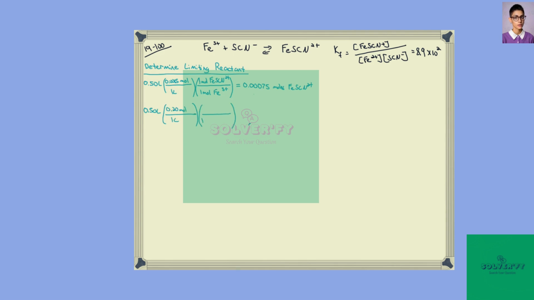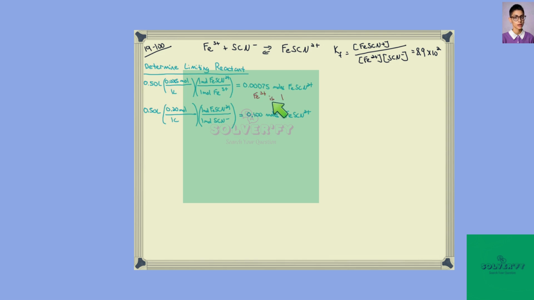We'll do the same thing with the amount of thiocyanate that we have. We have a 0.5 liter solution at a 0.2 molar concentration. The product of the volume and the molarity will give us the moles of thiocyanate that we have. The moles of thiocyanate can be converted into the moles of product by recognizing it's also a 1-to-1 relationship. This gives us 0.1 moles of product if all of the thiocyanate were consumed.